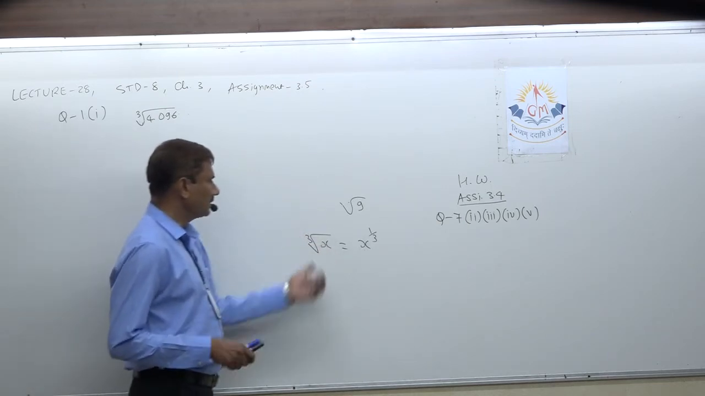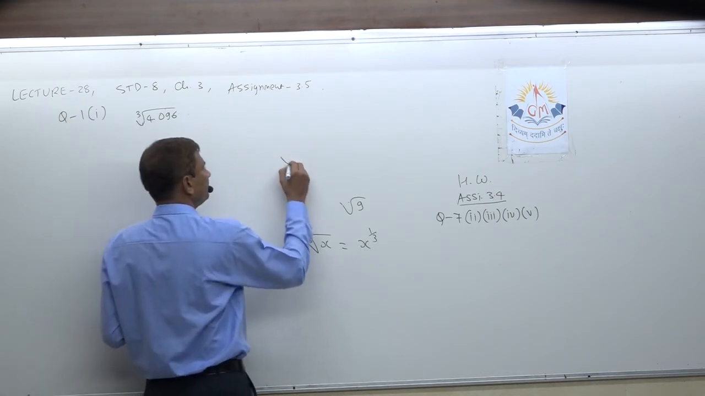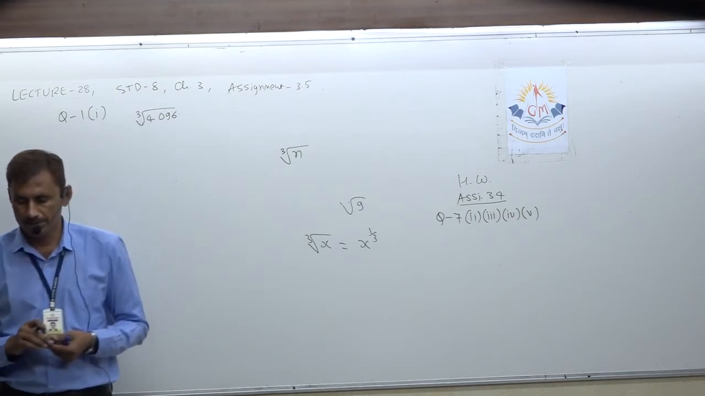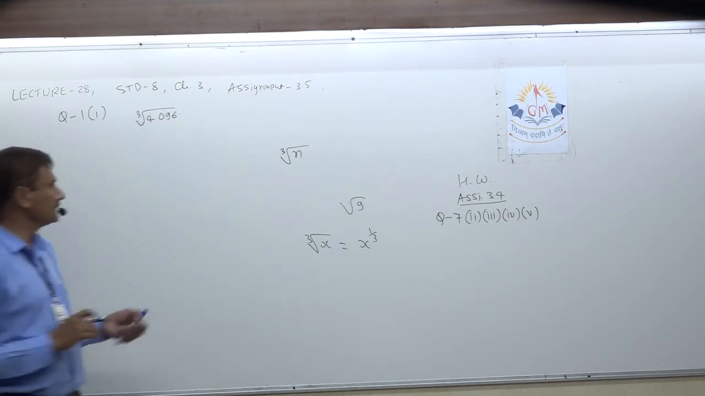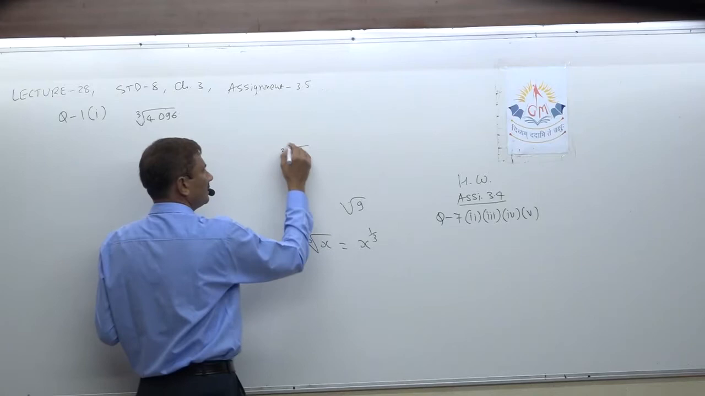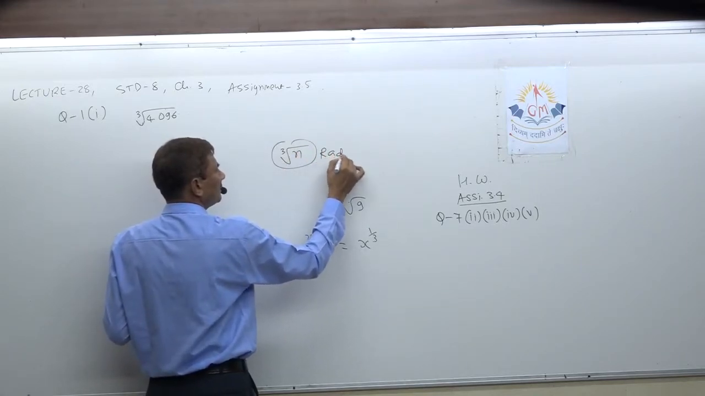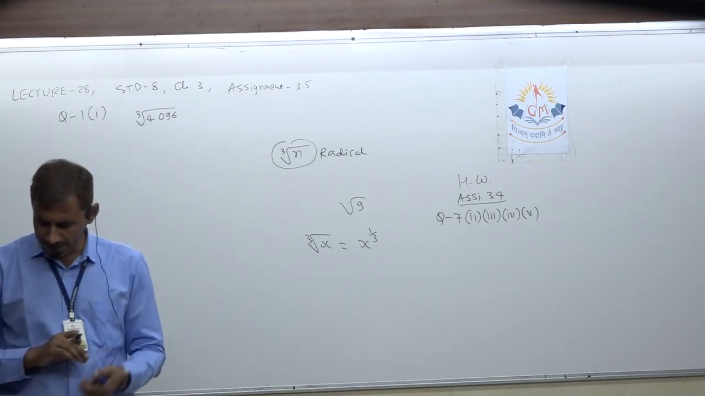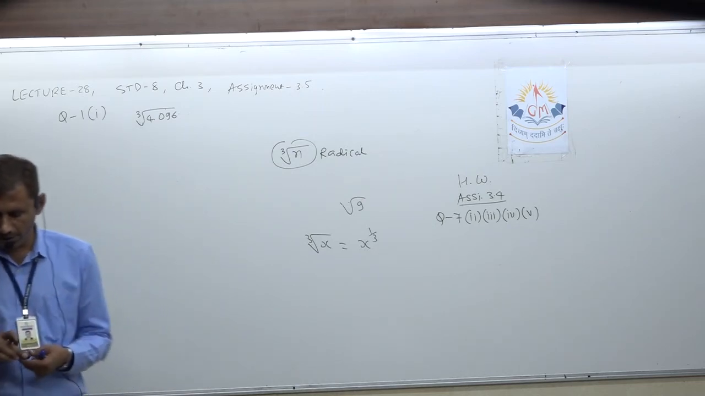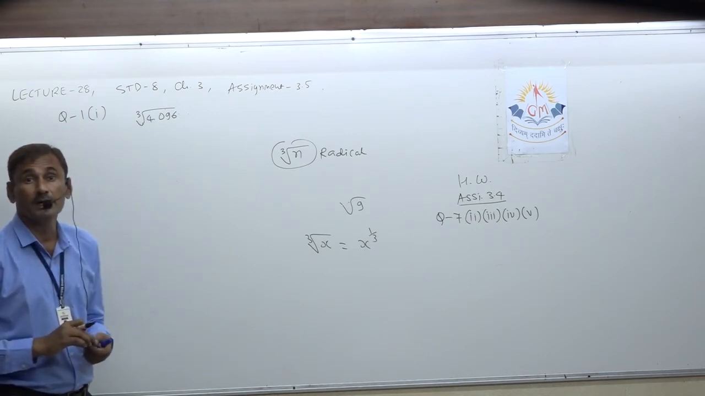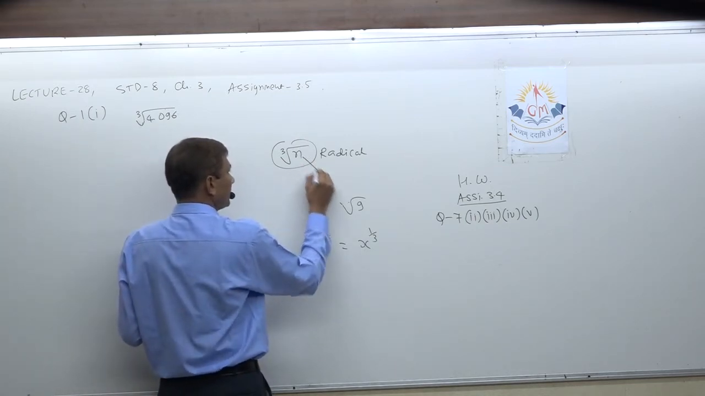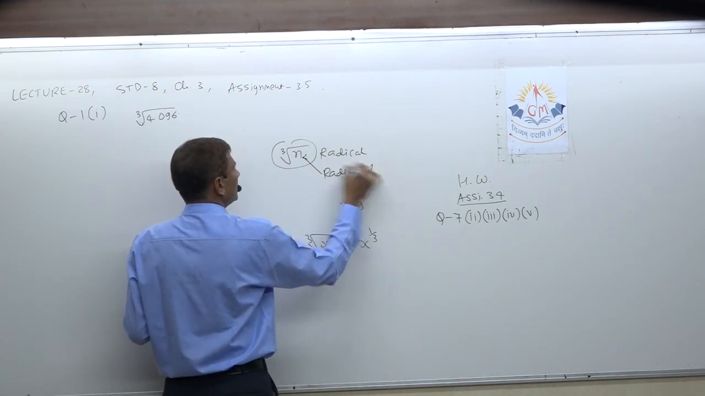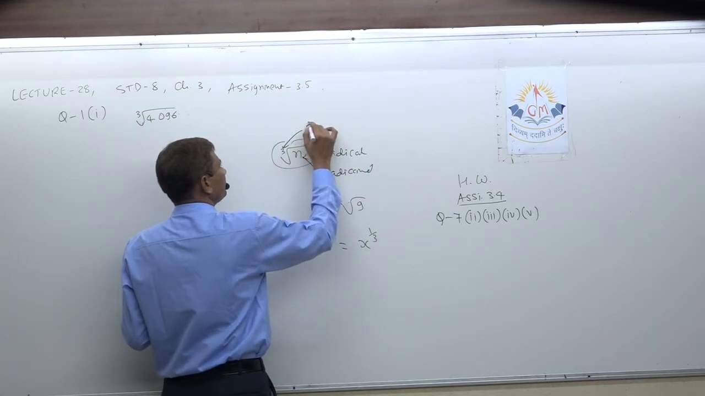This is called a radical. They have denoted it as cube root n. So the whole thing is the radical. Now n and 3 have special terms. n is called the radicand and 3 is called the index.